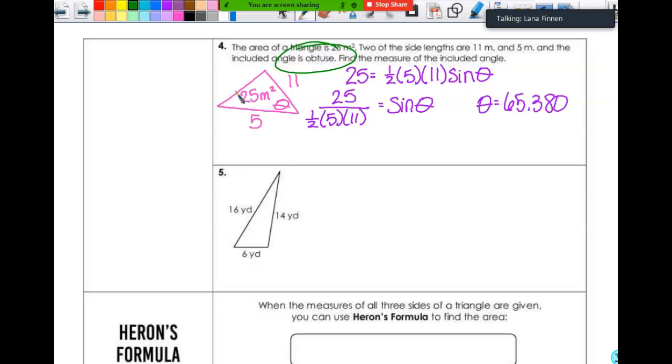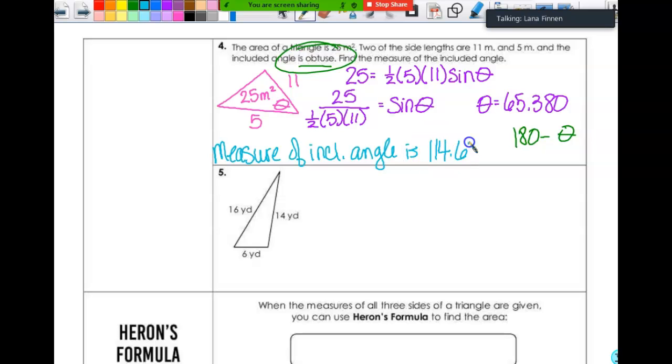The calculator is going to give you the first quadrant answer no matter what. So that's a first quadrant angle. It is not obtuse, and that specifically says obtuse. So what do I do with that to get the angle I actually want? Subtract it from 180. So I need to take 180 minus theta because it says obtuse there. Then I can say that the measure of the included angle is 114.620 degrees.